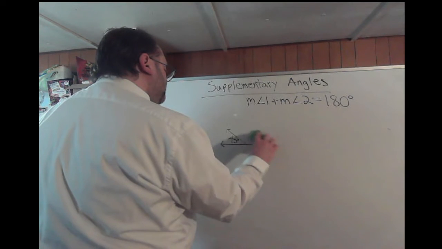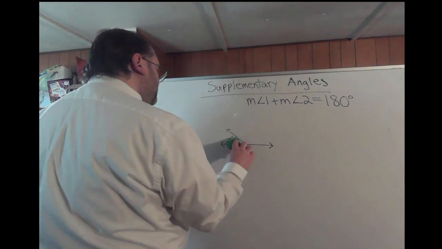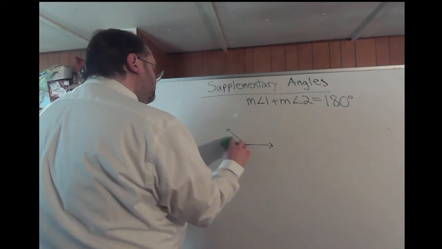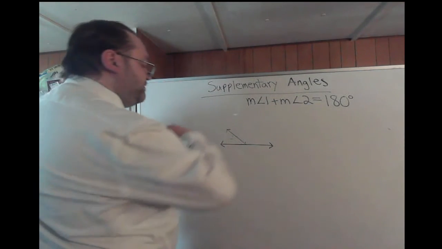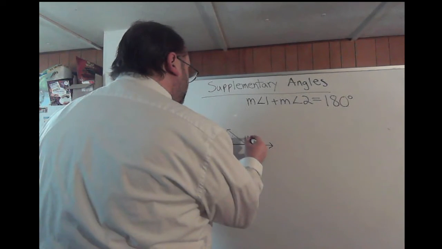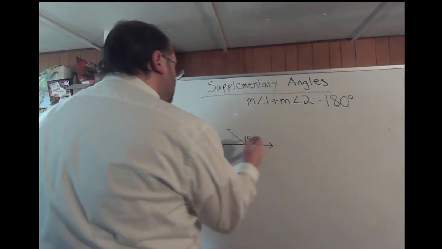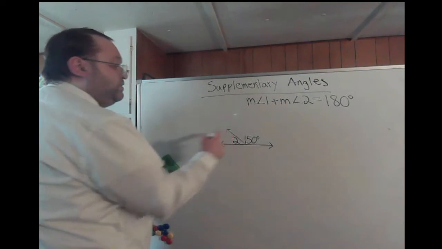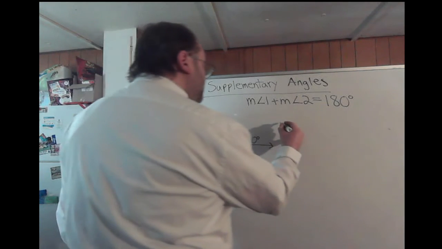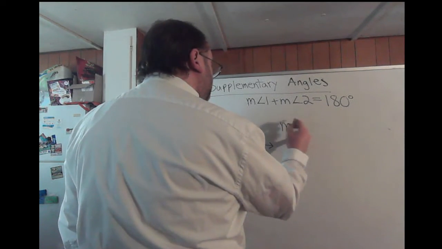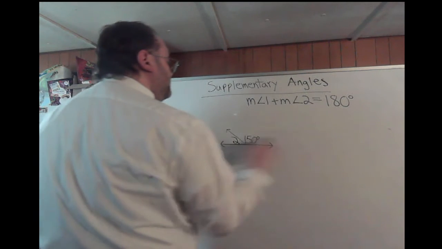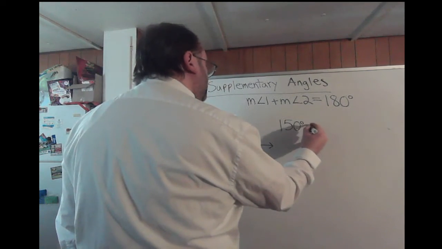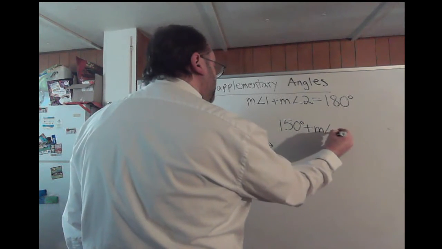Now, let's say I have the measure of the first angle being 150 degrees, right? I don't know the value of the second angle. I don't know what angle 2 is equal to. But again, I can do a small algebra problem. I know the measure of angle 1 is 150 degrees. But I don't know the measure of angle 2, so that'll be our variable.